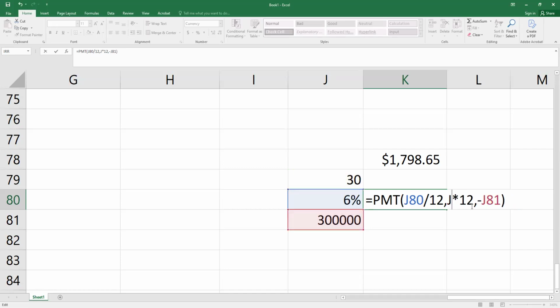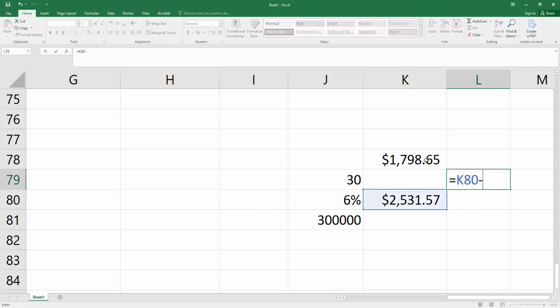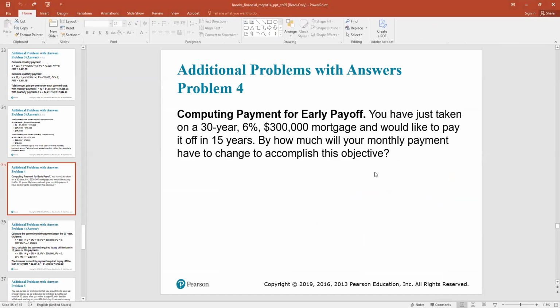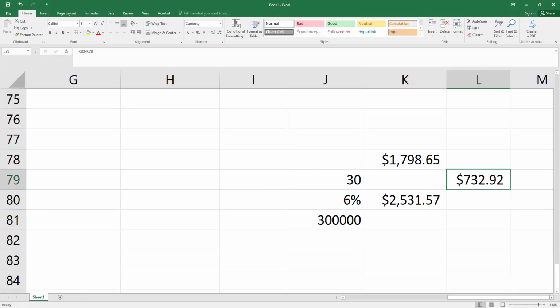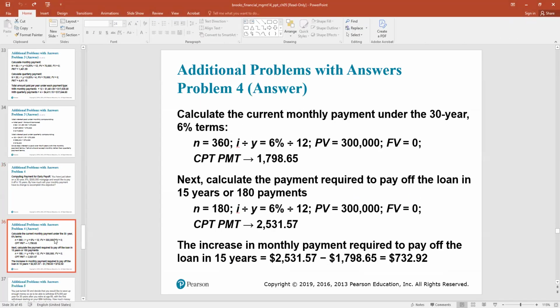Make this one 15 and get the difference. This minus this. 732. Did you get all the same? Okay. So for her to accomplish this objective, her monthly payment should change from 1,798 to 2,500. Any question? Can you see the answer? Yeah, sure. No, like, on the slides. Yeah, it's the same.